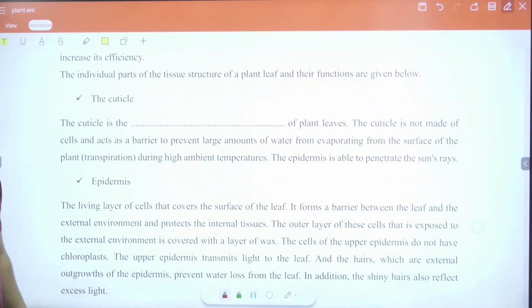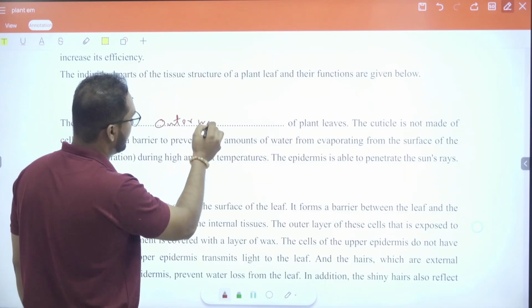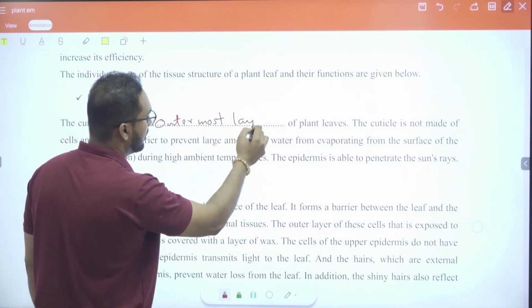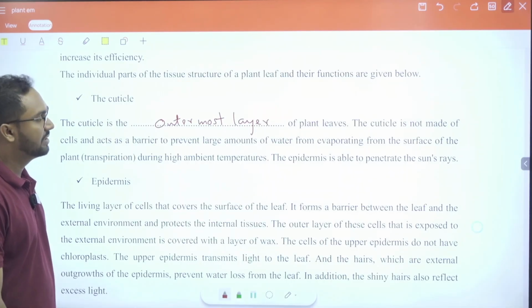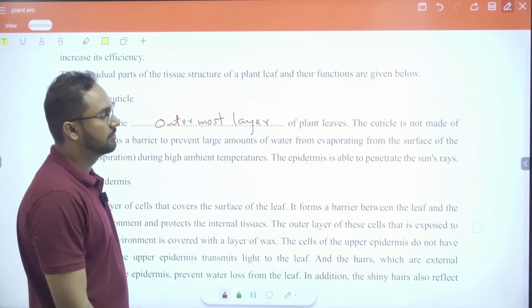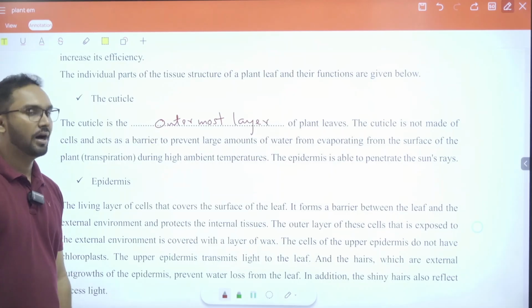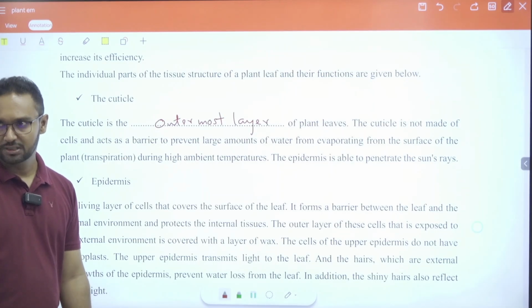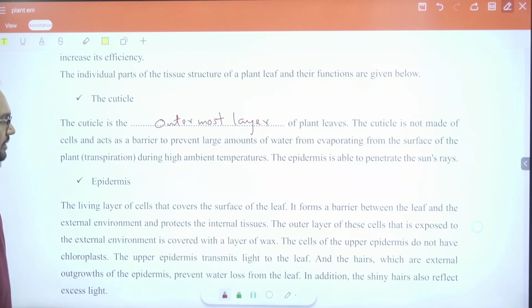The cuticle. So the cuticle is the outermost layer of the plant leaf, right? The cuticle is not made of cells and acts as a barrier to prevent a large amount of water from evaporating from the surface of the plant, because it's one of the lipid layers. The lipids are hydrophobic, so they repel the water. So it works as a barrier to reduce the evaporation of the water, right?